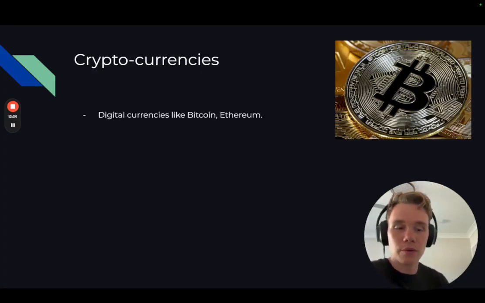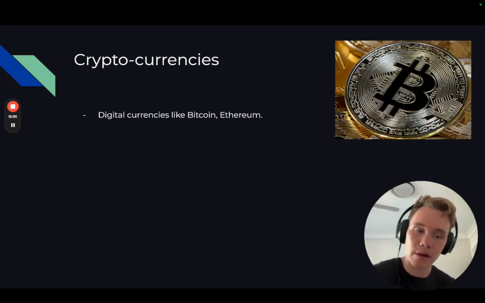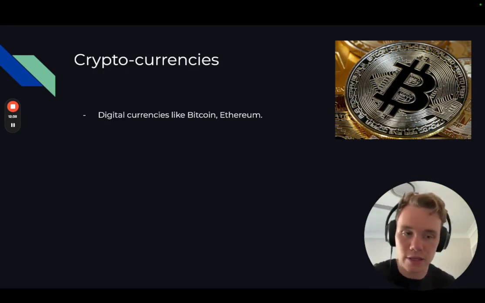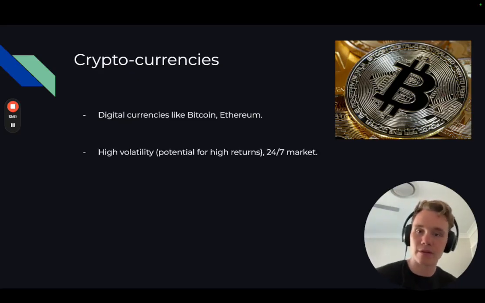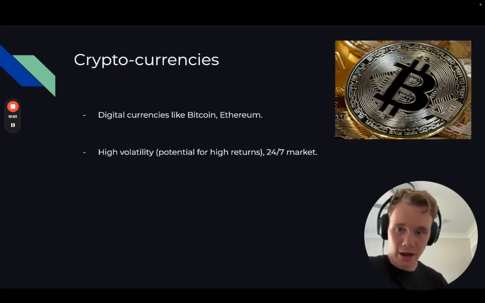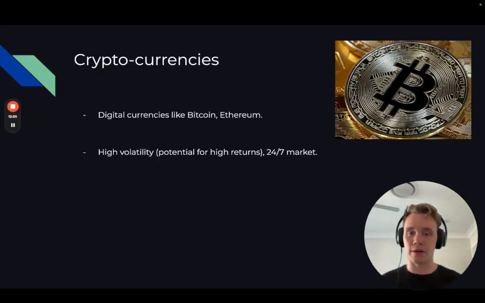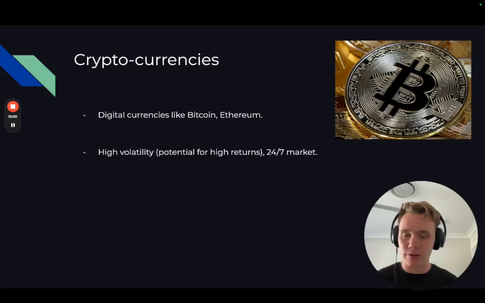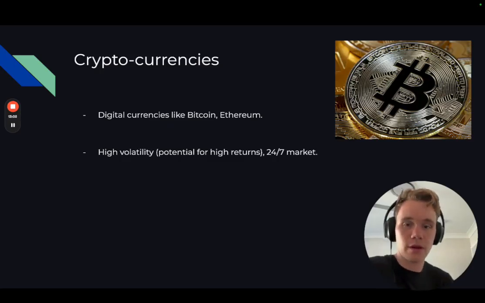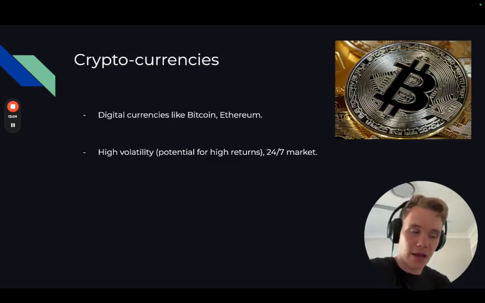So we all know this as things like Bitcoin, Ethereum, Dogecoin, XRP, for example. These are the digital currencies that are in their own new market that had just kind of come onto the scene in the last 10 years or so. And we all know it for the huge volatility and meme coins. So like I said, high volatility, which means there is the potential for high returns, but at the same time, with high returns also comes the potential for high losses.